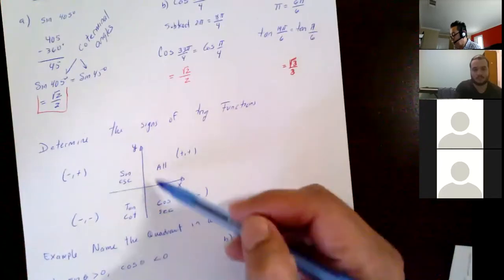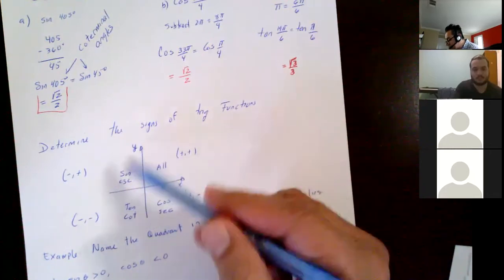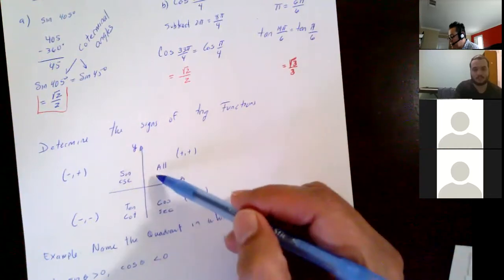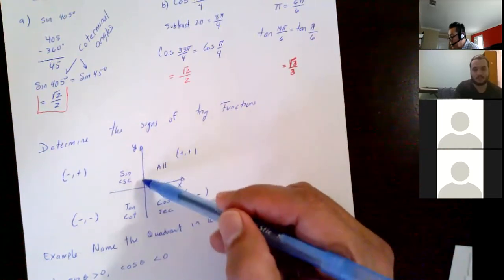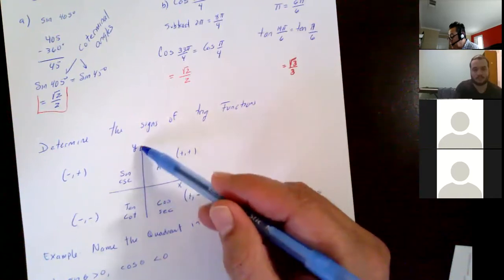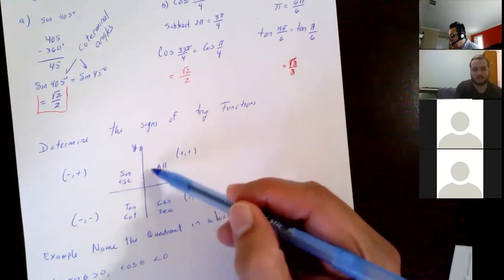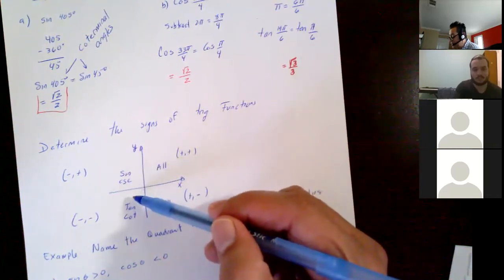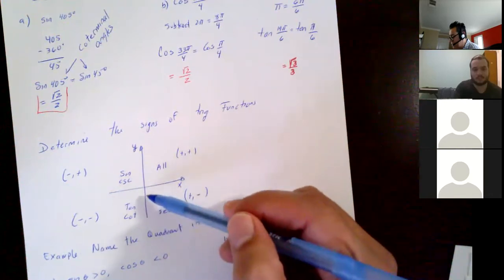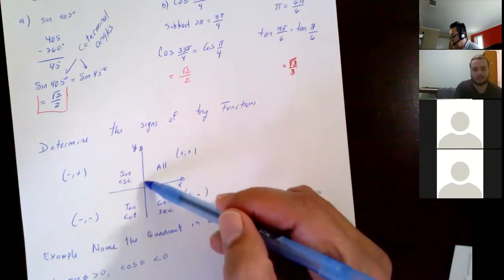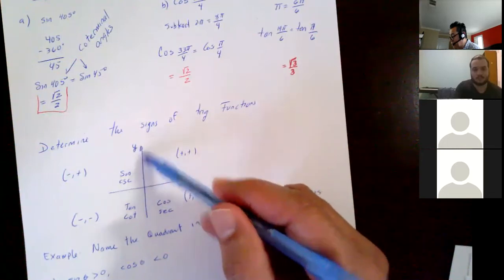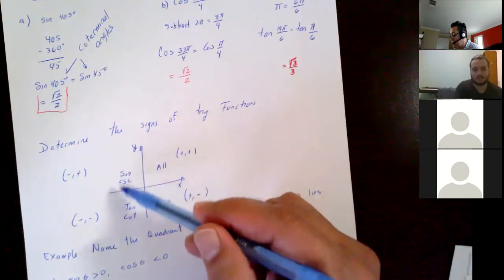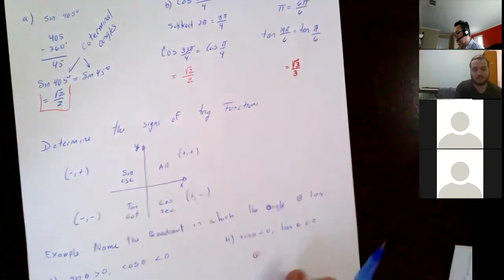Another way to read these signs right here is, notice y corresponds to the sine. In quadrants 1 and 2 sine is positive, but in quadrants 3 and 4 sine is negative. The same for the cosine. Cosine to the right of the y-axis, quadrants 1 and 4, is positive, but quadrants 2 and 3 is negative for the cosine. That's another way that you can also see it.